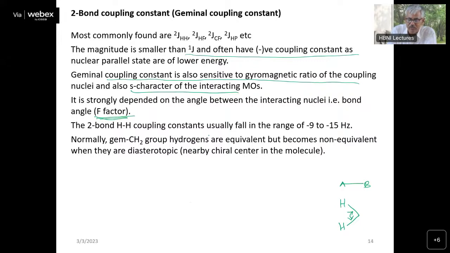The two bond coupling constants usually fall in a range where they become negative, and they are less than the one bond because it is now far away.